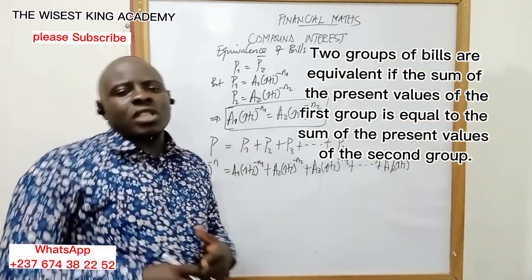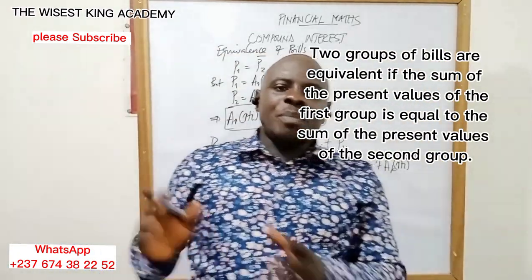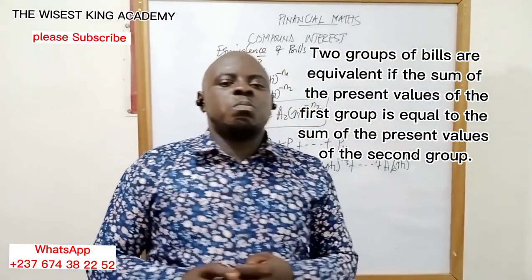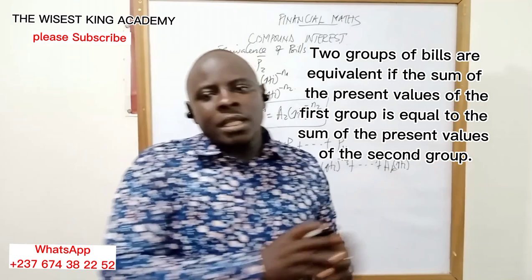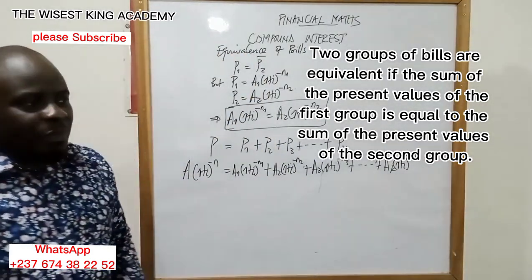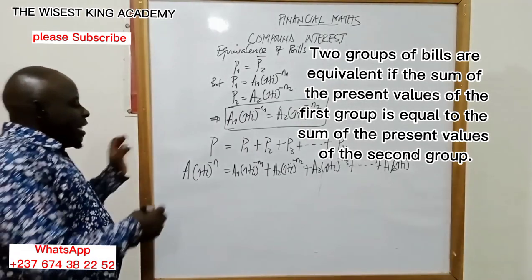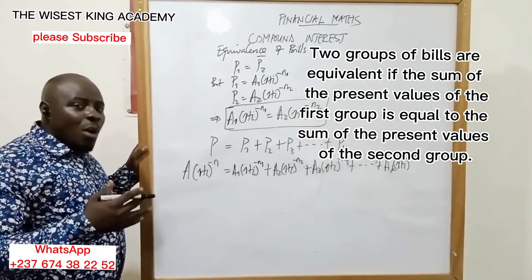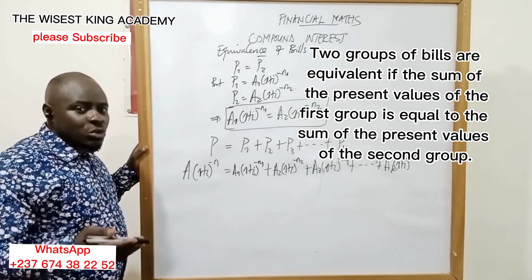Two groups of bills can be equivalent if the sum of the present values of the first group is equivalent to the sum of the present values of the second group. But let's come back to the case of a single bill to a group of bills. Now, this equivalence may be at a common due date or an average due date.